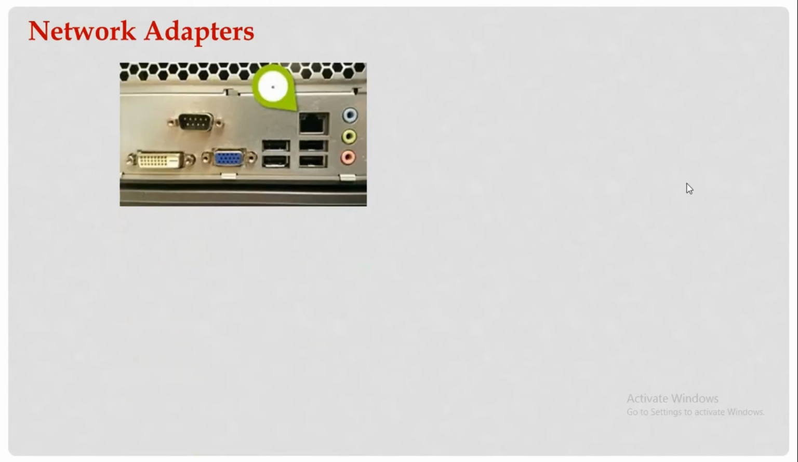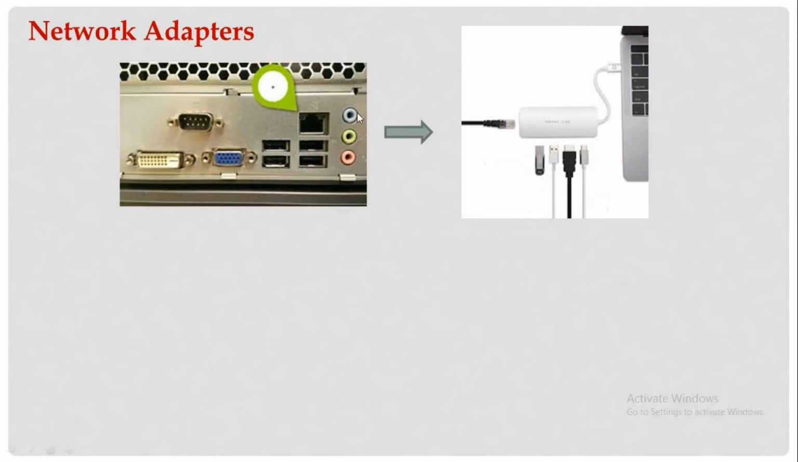Next, let us see about network adapters. Whenever a computer has to be connected to a network, you need some network adapters. An Ethernet port is used to connect a computer or a PC to a network. You can see here, this is an Ethernet port. By using this Ethernet cable, you can connect a system with a router or a bridge or a hub to a network.